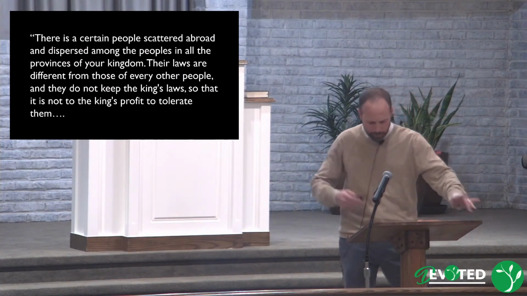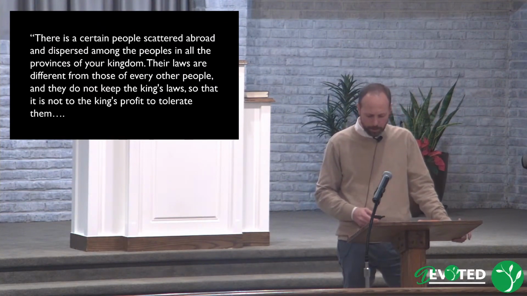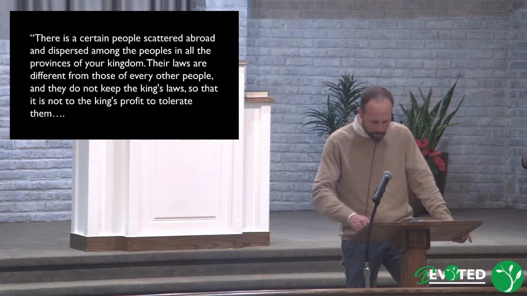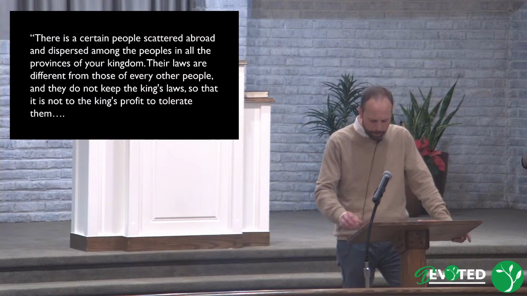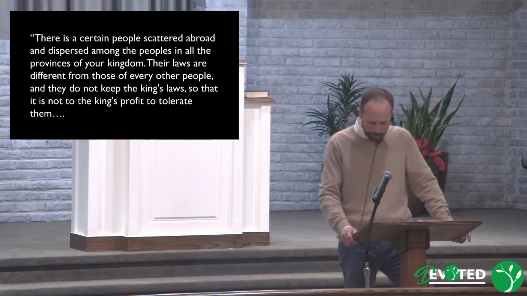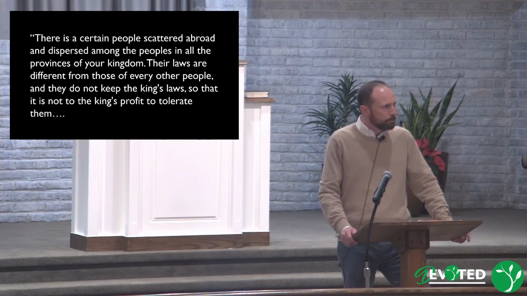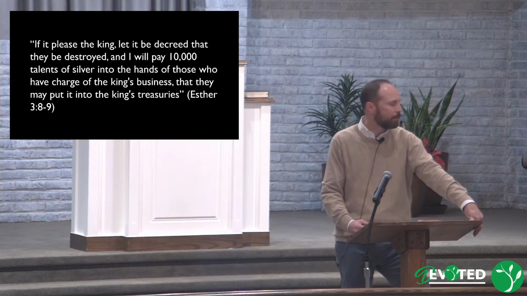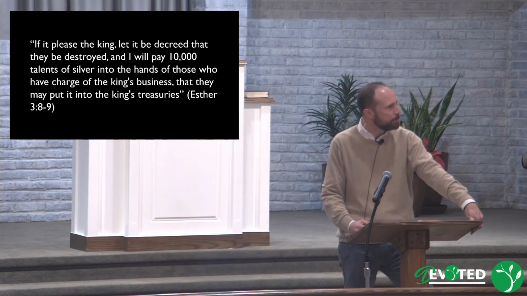This is Haman's scheme. "There is a certain people," Haman says, "scattered abroad and dispersed among the peoples in all the provinces of your kingdom. Their laws are different from those of every other people, and they do not keep the king's laws, so that it is not to the king's profit to tolerate them. If it please the king, let it be decreed that they be destroyed, and I will pay 10,000 talents of silver into the hands of those who have charge of the king's business, that they may put it into the king's treasuries." And one thing that's missing from this speech, or this scheme that he has, is the name of the people he wants to destroy.